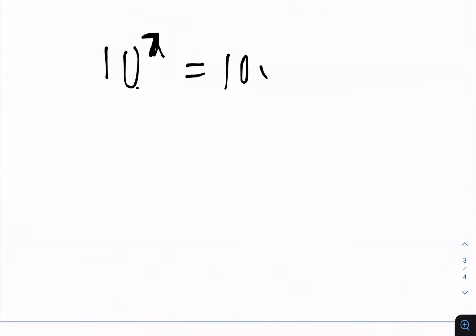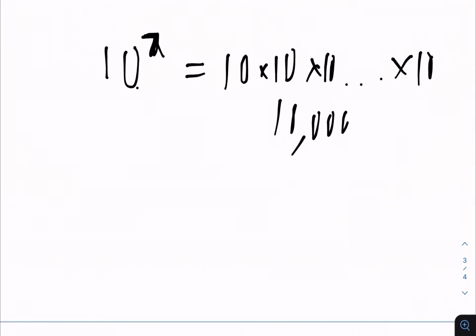So now let's try out some examples. So what does 10 to the 7th power equal? Okay, so this is just 10 times 10 times 10, and you just do this 7 times, and that will equal 10 million. And as you can see, there's 7 zeros. 1, 2, 3, 4, 5, 6, 7.